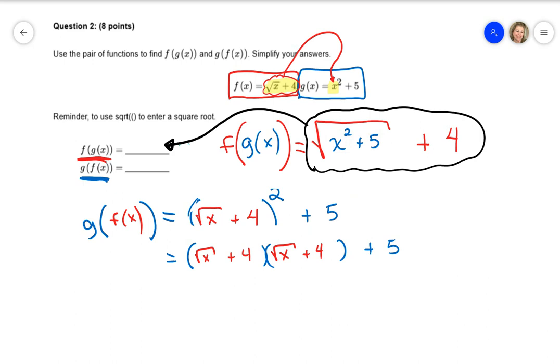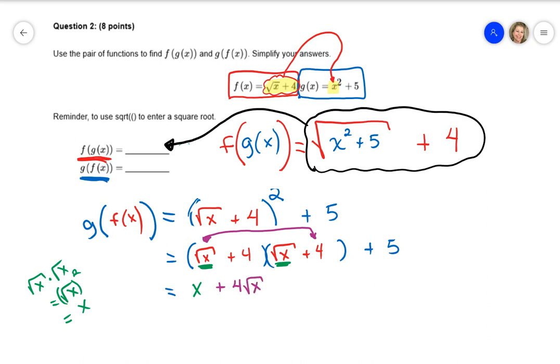Okay, I'm going to try to color code and use the FOIL method. So I'm going to start with first times first. The square root of x times the square root of x. That's just x. Because if you take the square root of x times the square root of x, that is the square root of x squared, and the square and the square root cancel each other out, and you're just left with x. Then I'm going to do my outsides, so I'm going to multiply the square root of x times 4, so that would be plus 4 square roots of x.